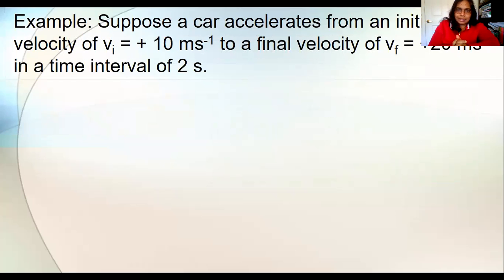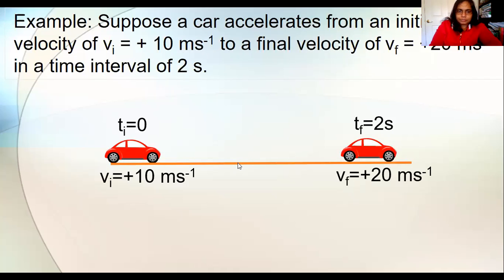So let's say there's a car which accelerates from an initial velocity. See the symbol? It's VI, which is plus 10 meters per second. And the final velocity is plus 20 meters per second. Now, velocity is a vector, so this sign is really important. In order to accelerate from 10 meters per second to 20 meters per second, the time taken is 2 seconds. So what is the acceleration?